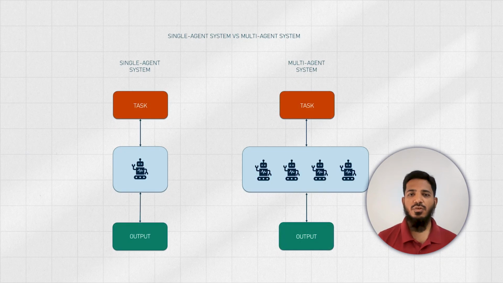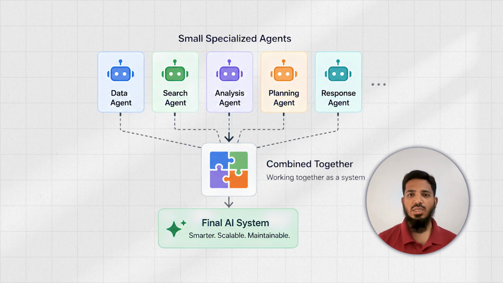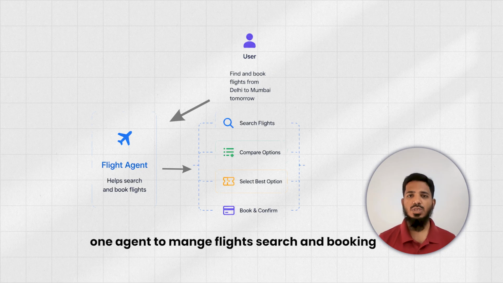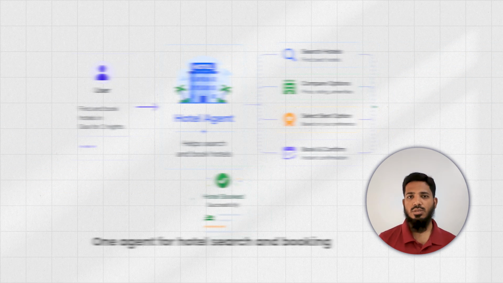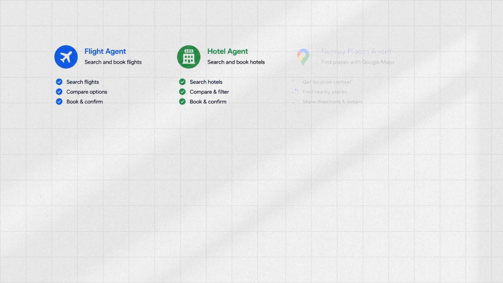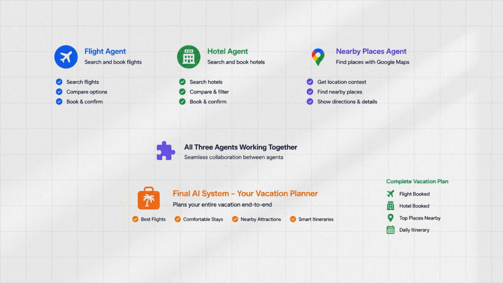Now, this is the most important concept with Google ADK, which is the modular multi-agent system. Instead of creating one super agent, we create small specialized agents, and then we join them together to create the final AI system. For example, we can have one flight agent, which will help us to search and book flights. Similarly, we can have a hotel agent to search and book hotels. Then we can create a third agent, which will integrate with Google Maps to find nearby places. Then we can join all of these 3 agents together to create the final AI system, which will help us to plan the entire vacation.